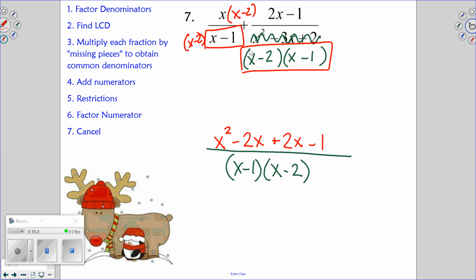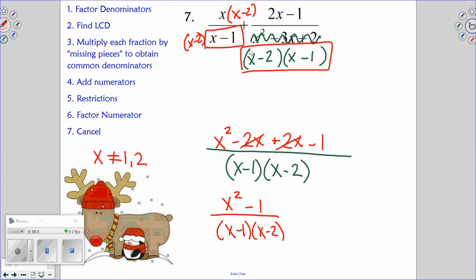All right, step 4. Let's add our numerators. Do we have like terms or anything? Yeah. So that's going to give me x squared. These will cancel out. Minus 1 over x minus 1, x minus 2. So that was step 4, add numerators. Step 5. What are my restrictions? 1 and 2. X cannot equal 1 or 2. Again, restrictions come from just solving the denominator.